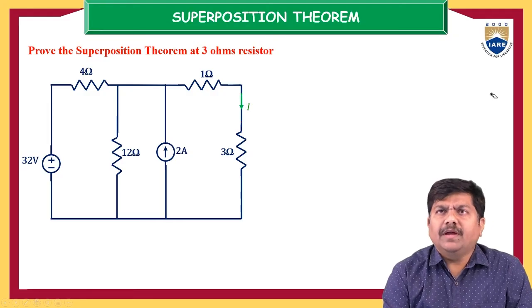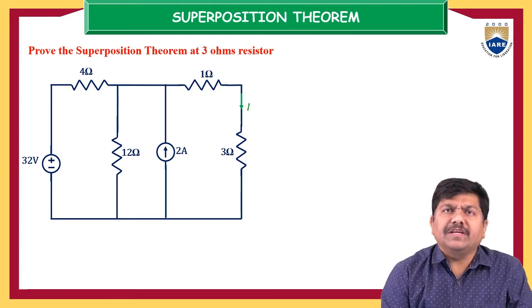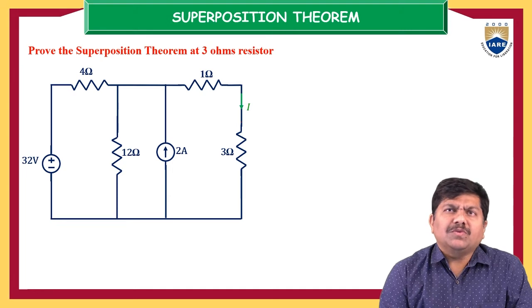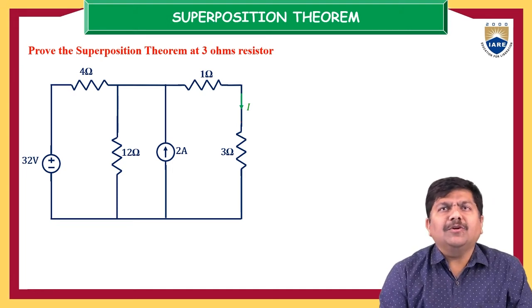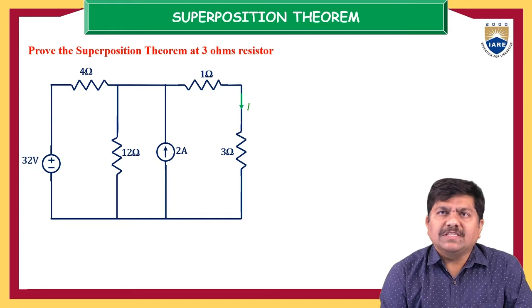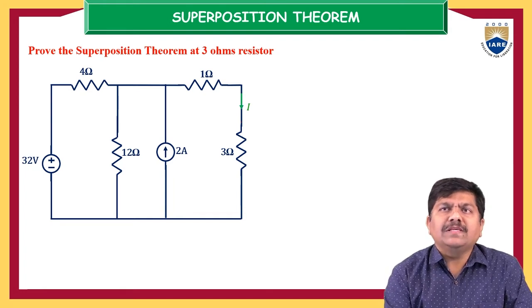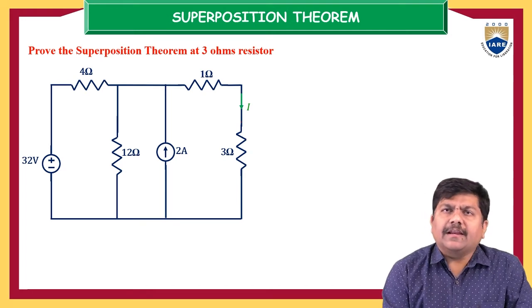Superposition theorem at the 3 ohm resistor. Suppose now, if you observe keenly here, this 32 volts voltage source and 4 ohm resistor are connected in series, and in parallel to that combination a 12 ohm resistor is shunted, and in parallel to the 12 ohm resistor a 2 amps current source is connected, and again 1 ohm and 3 ohm are connected in series. This is the orientation of the electrical network.